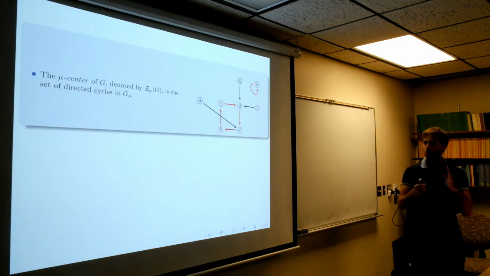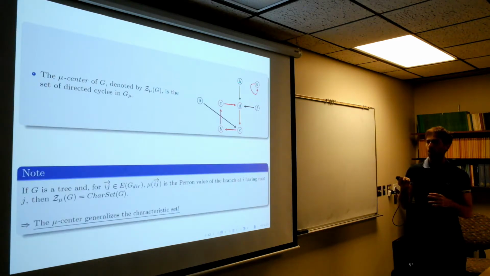Okay, so now we can wonder why this complicated definition, and the point is that this definition actually captures the combinatorial sense of the theorem by Fiedler and Kirkland. So in other words, suppose that G is now a tree, and suppose that we choose mu, this function on the arrows, in a specific way. So mu is the Perron value, so the spectral radius, of the branch we obtain at I by removing I and taking the rooted subtree having root J.